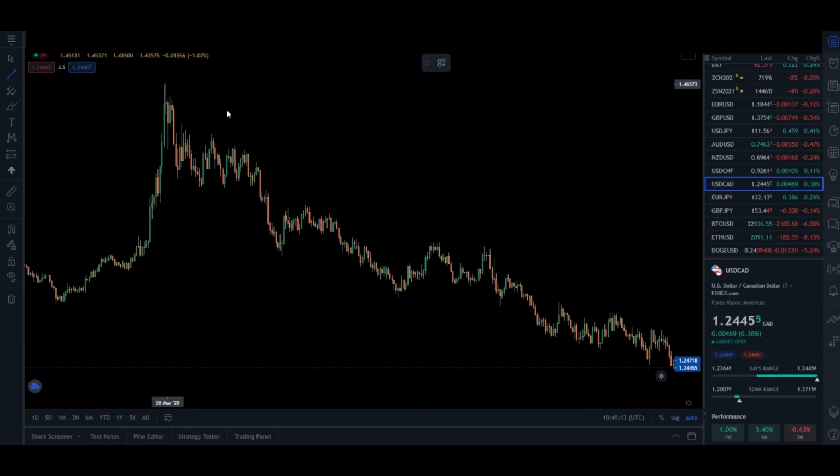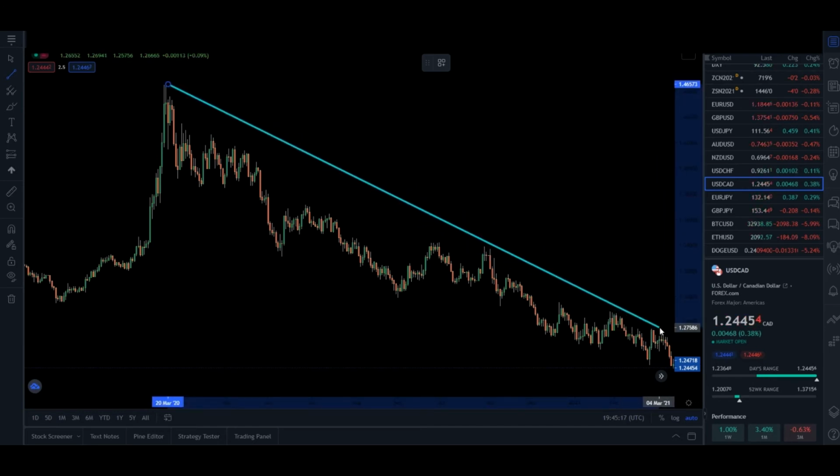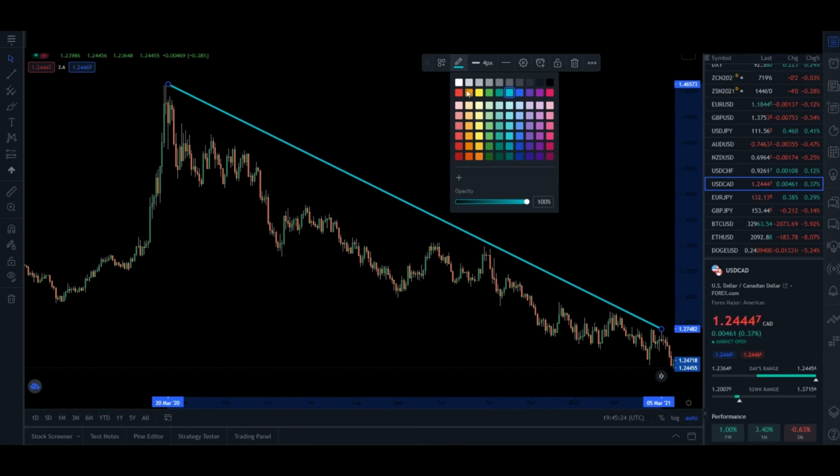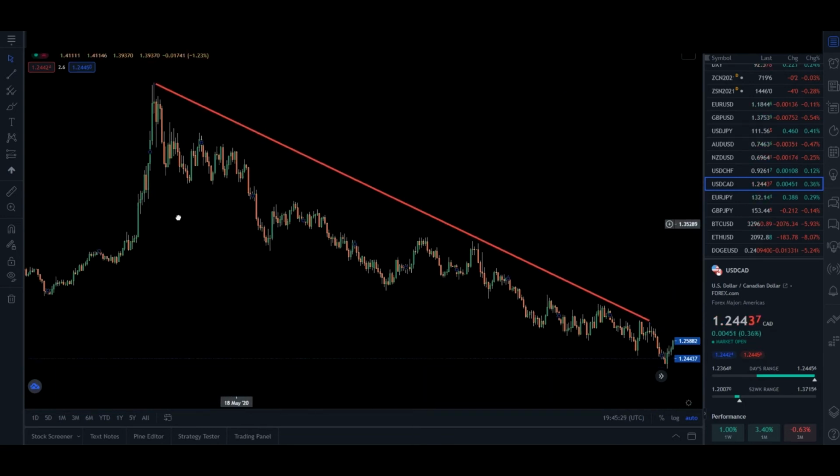In my opinion, you do not want to go against the current. That's like going against the waves in the ocean, and we know what happens if we try and go against the waves. So here you go. You draw a downtrend line. How do you draw it?